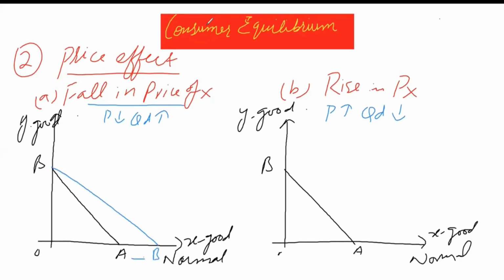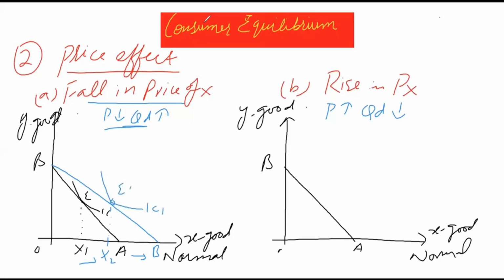So fall in price of X will shift the budget line on X axis only. So the new budget line is AB1, and suppose the initial equilibrium was at point E and the consumer purchases X1 quantity of normal good. Now fall in price of normal good increases its quantity demanded, so quantity will increase from X1 to X2 and the new equilibrium will take place at E1, which is on the new budget line.